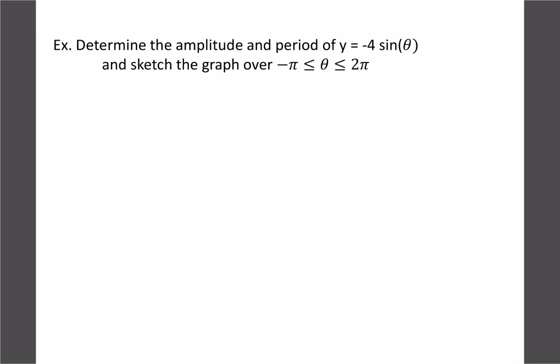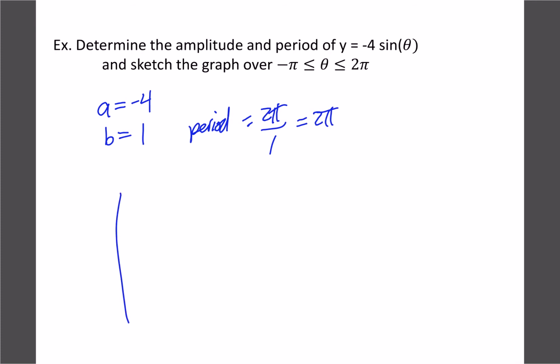Okay, so let's try another one. This one we've got our A of -4, and our B in this case is 1, which means our period is 2 pi over 1, which would just be 2 pi. So in this case we got a regular horizontal, but our vertical got stretched. So we were going from -pi to 2 pi, so let's sketch that out.